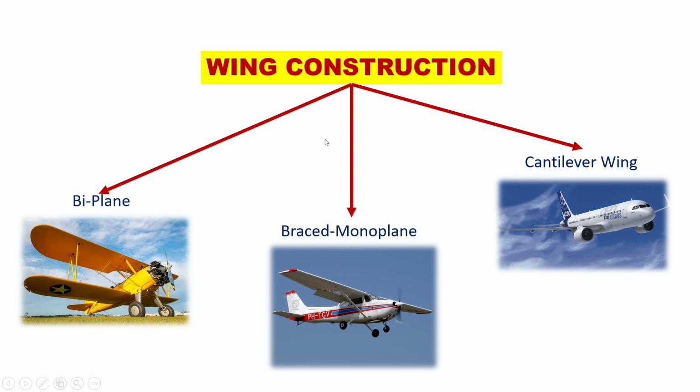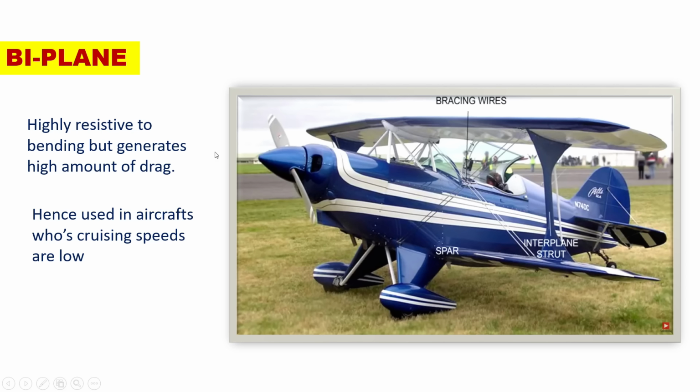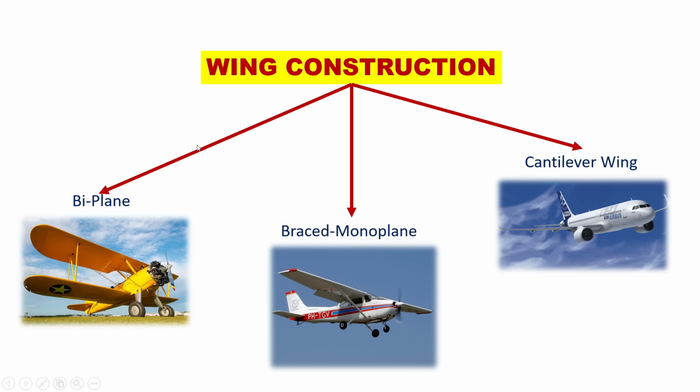Then we have wing construction. You just need to look at the images. That's all there is in wing construction. You just have to look at biplane, braced monoplane, and cantilever wing. So there are three types of construction. Biplane is where you have two wings. You can see in this image you have two wings. Braced monoplane is this Cessna. I'll go one by one so you won't get confused. This one is braced monoplane. Oh, sorry, biplane.